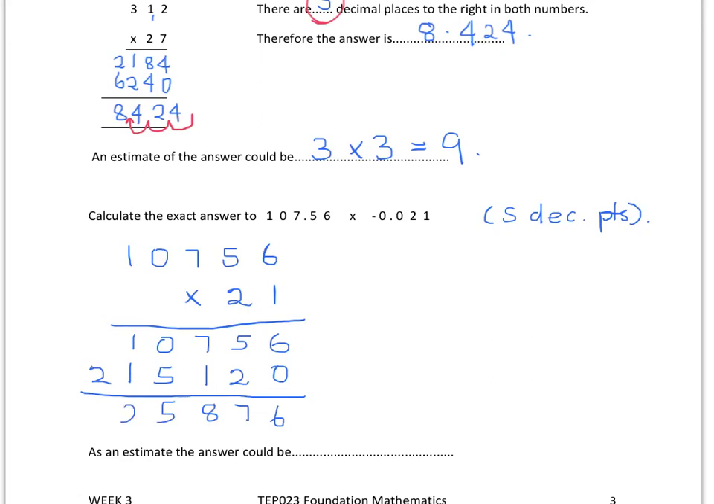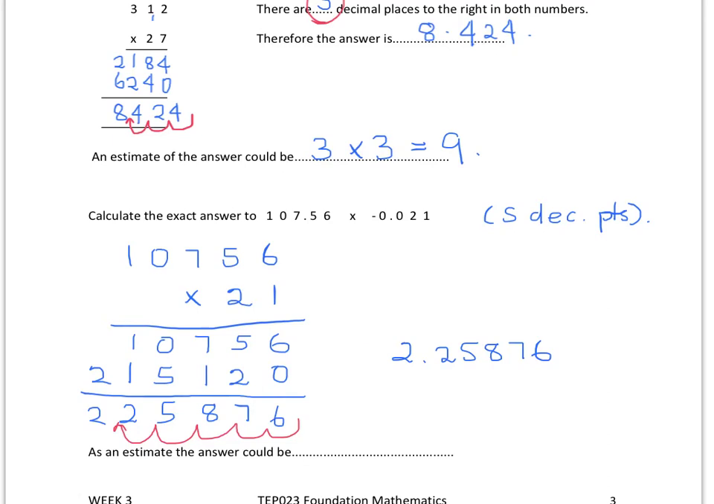So you can see we've got quite a few digits here in the answer, but now we need to account for the 5 decimal places in the original 2 numbers. So we've got to move our decimal place back 1, 2, 3, 4, 5. So the final answer for this one is 2.25876. We've got the 5 decimal places in the answer that we needed to have. But the one thing we need to remember, of course, is that one of the numbers was negative, so the answer for this one is negative.